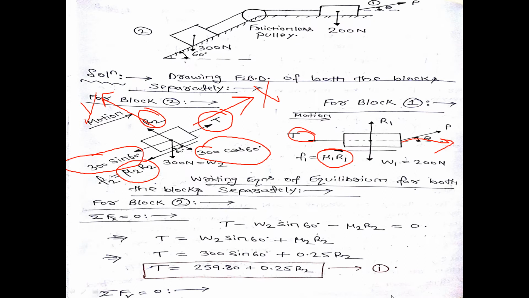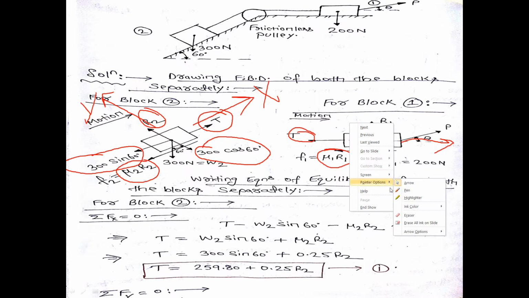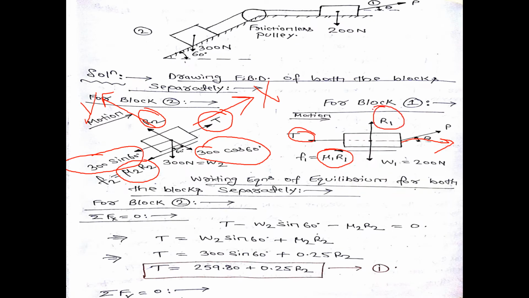Now if I write summation Fy equal to 0, I can write plus R1 minus W1 plus P sine theta is equal to 0. Let us check it. That is plus R1 minus W1 plus P sine theta equal to 0, or I can write R1 is equal to W1 minus P sine theta. W1 is given in the problem, which is 200. So finally I will get R1 is equal to 200 minus P sine theta.